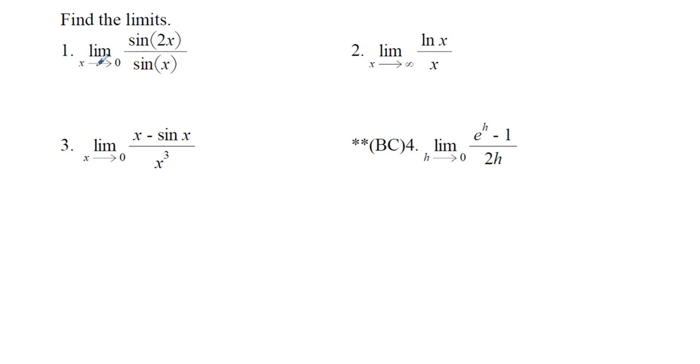The limit as x approaches 0 of sine 2x over sine x. The first thing you try to do is substitute in. So if you substitute in 0, you're going to get sine 0 over sine 0, and the sine of 0 is 0. So we call this indeterminate form, and we call this more work.